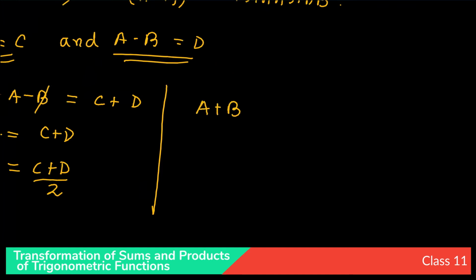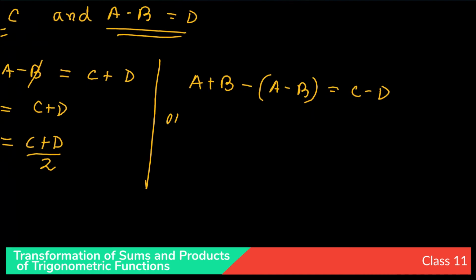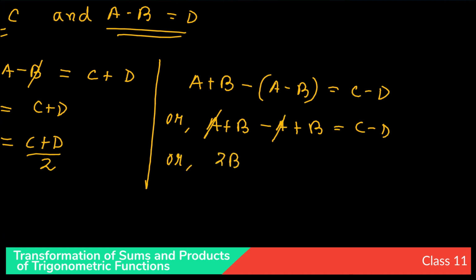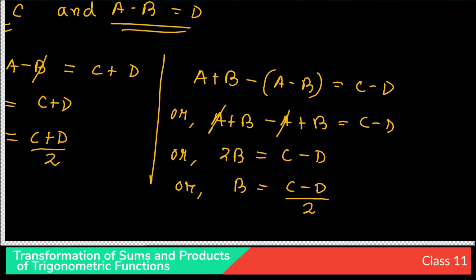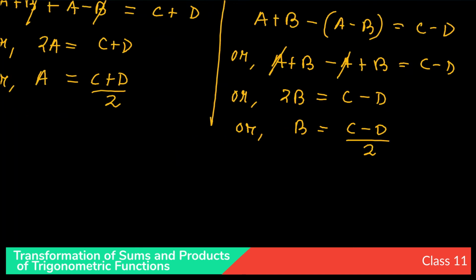So a plus b minus a minus b I can write, so it is actually c minus d. Okay, so it is what? a plus b minus a plus b is equal to c minus d. So here minus a and a is getting cancelled. So 2b is equal to c minus d. So b equals c minus d by 2. Okay, so we have got both the values of a as well as b.